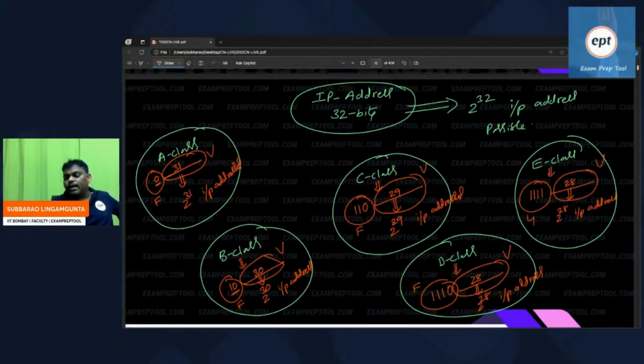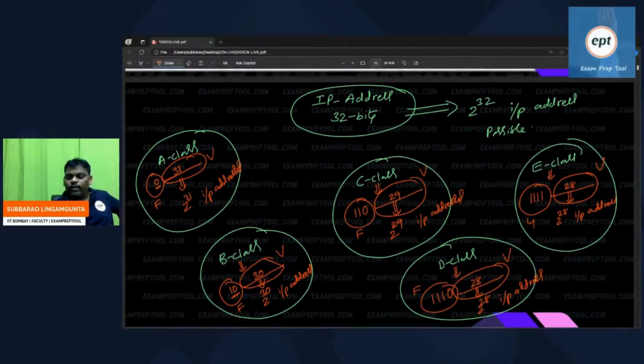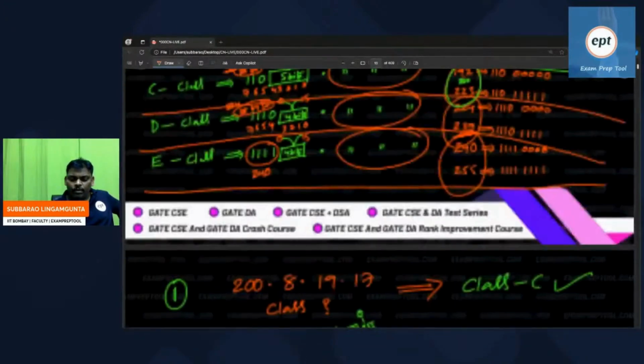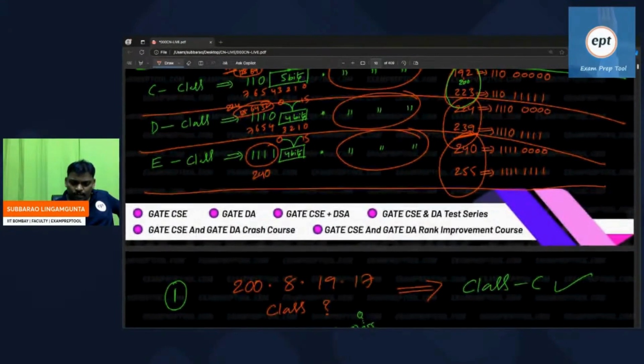Exactly. Because in the D class also 4 people are fixed, and in the E class also 4 people are fixed. Both D and E are 2 power 28. If you want, you can verify. See, in D also 4 people are fixed, in E also 4 people are fixed. Right? That is the reason.